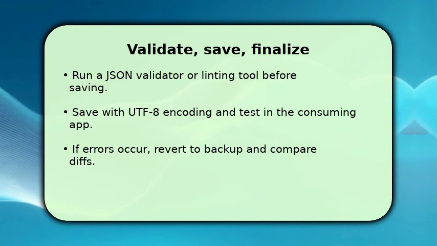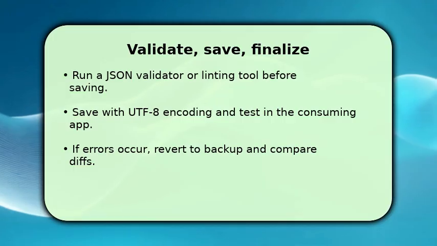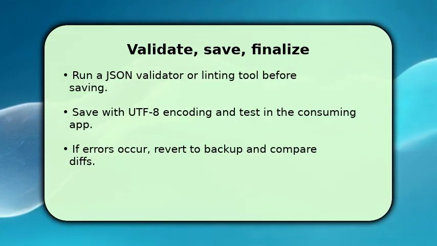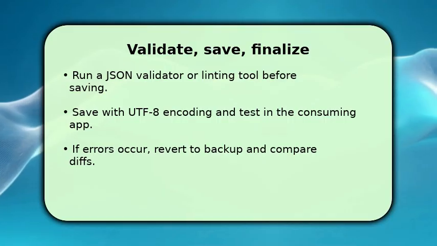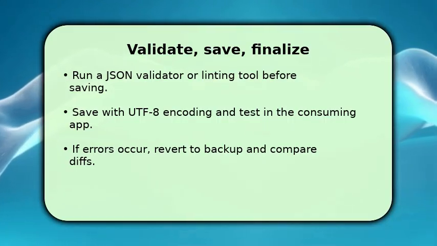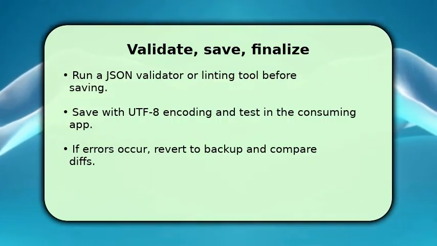Once validation passes, save with UTF-8 encoding and reload in the application that reads the file to confirm behavior. If something fails, stop and revert to your backup, then use a diff tool to identify the problematic change. A single misplaced comma often causes failures, so comparing versions lets you fix small issues quickly and confidently.